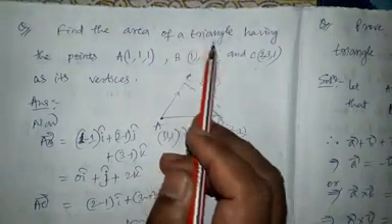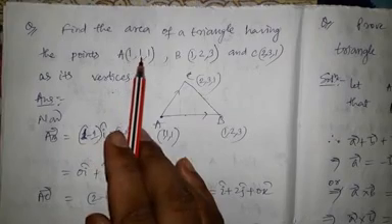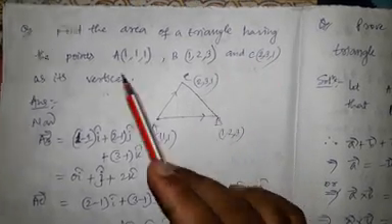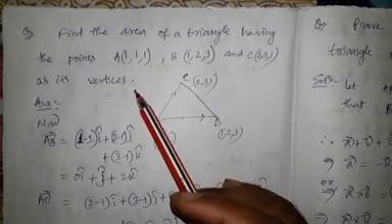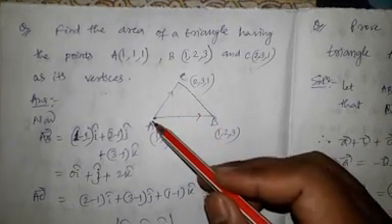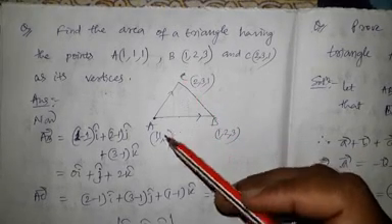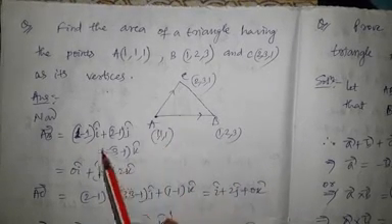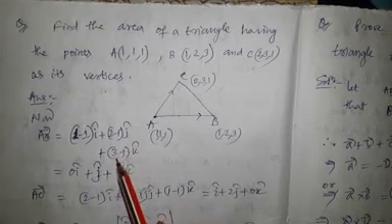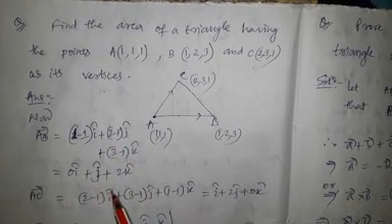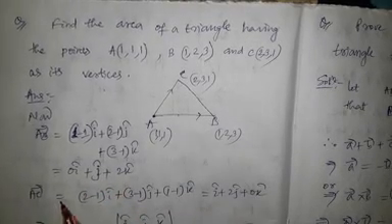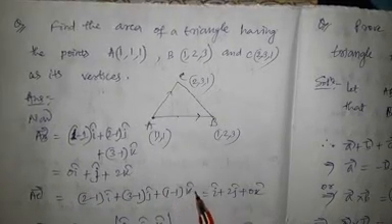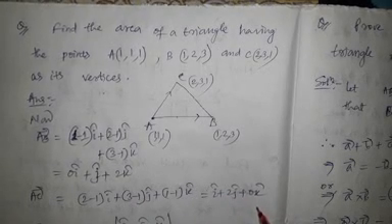Find the area of a triangle having the points A (1, 1, 1), B (1, 2, 3) and C (2, 3, 1), as vertices. This is A vertex, this is B vertex, this is C vertex, which is given. Now AB vector is equal to B minus A. That means 1 minus 1 i cap, 2 minus 1 j cap, 3 minus 1 k cap, 0 i cap, j cap plus 2 k cap. AC vector is equal to C vector minus A vector, 2 minus 1 i cap, 3 minus 1 j cap, 1 minus 1 k cap, i cap plus 2 j cap plus 0 k cap.